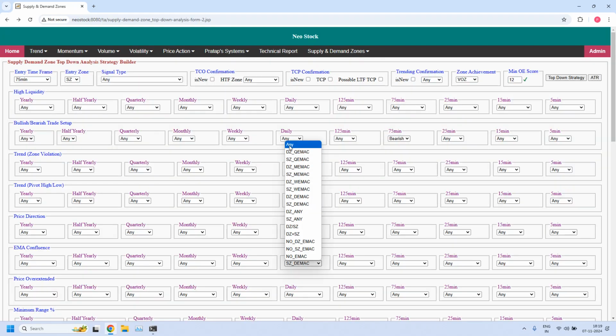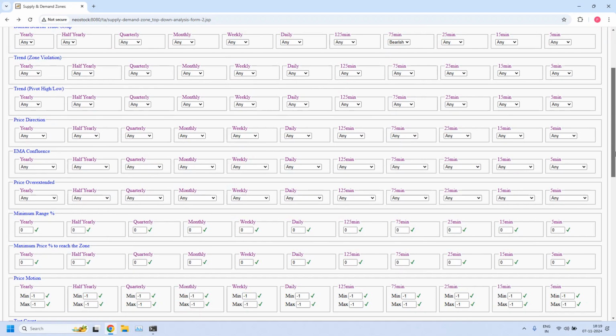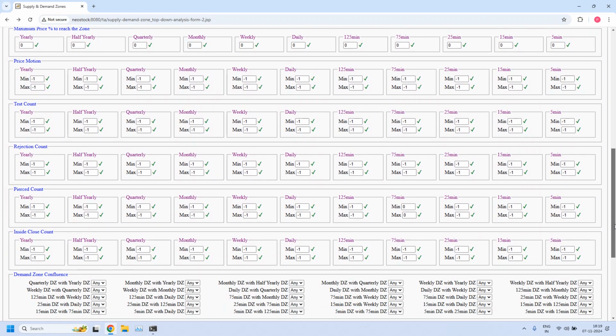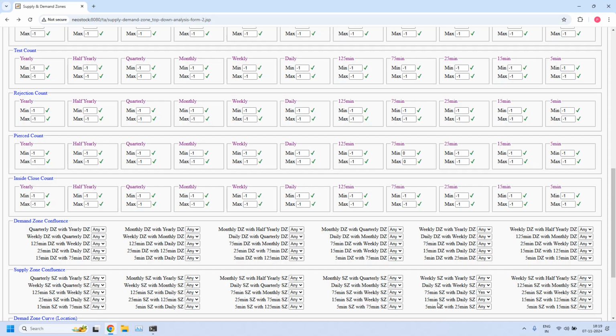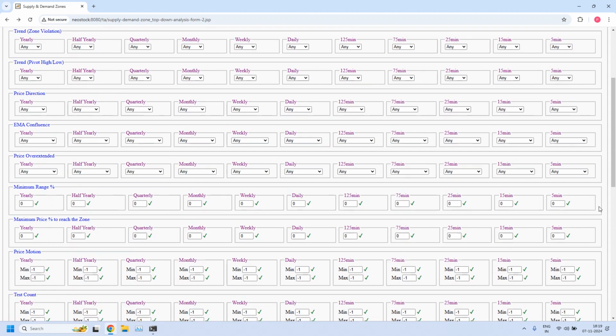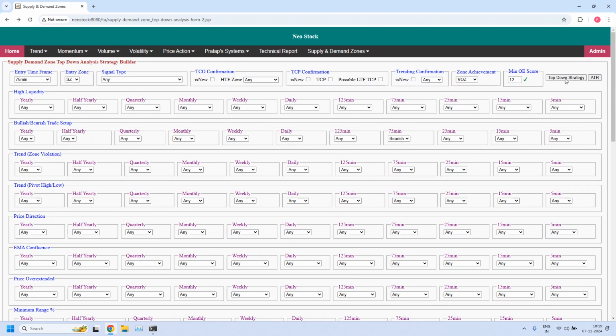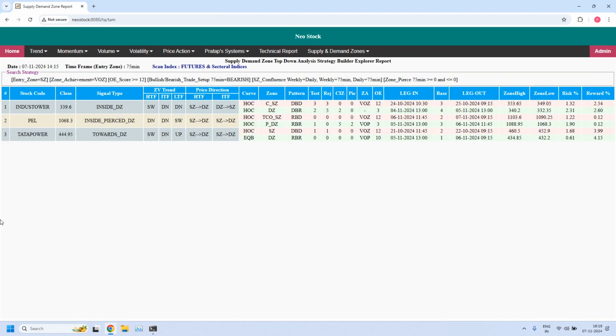I have to remove this EMA filter. So in the supply zone confluence, 3 filters we should set. First one is already enabled, that is 75 with daily. Next, second filter, 75 minute supply zone with weekly supply zone confluence. Next, daily supply zone with weekly supply zone confluence. With all the 3 filters, LTF, ITF, HTF supply zone confluence, we got 3 stocks.